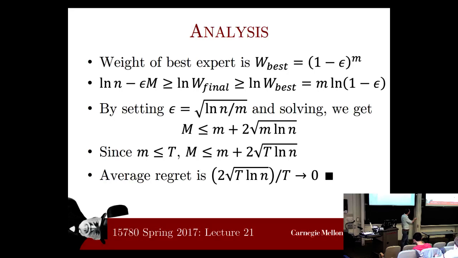Now, because m, the number of mistakes made by the best expert, is at most the number of rounds t, what we got is that our number of mistakes is at most the number of mistakes of the best expert in hindsight, plus this additive term of 2 times square root of t times ln n. Okay, so this says our total regret, the difference between how many mistakes we made and the best expert, is at most this term.